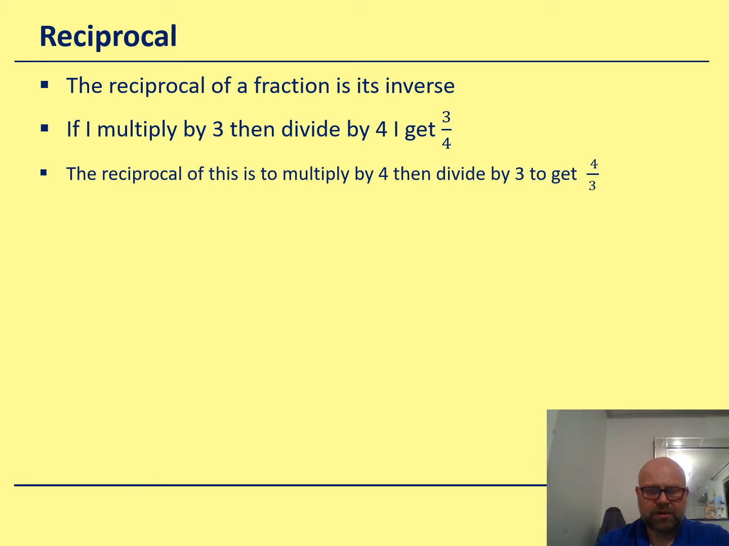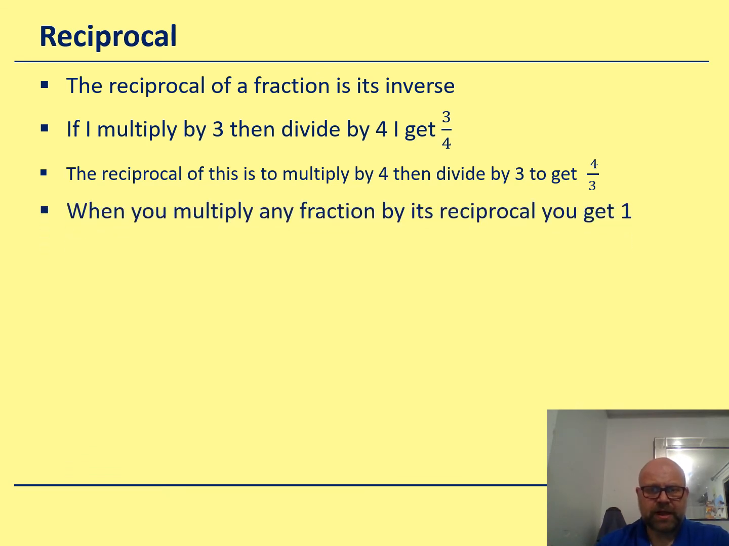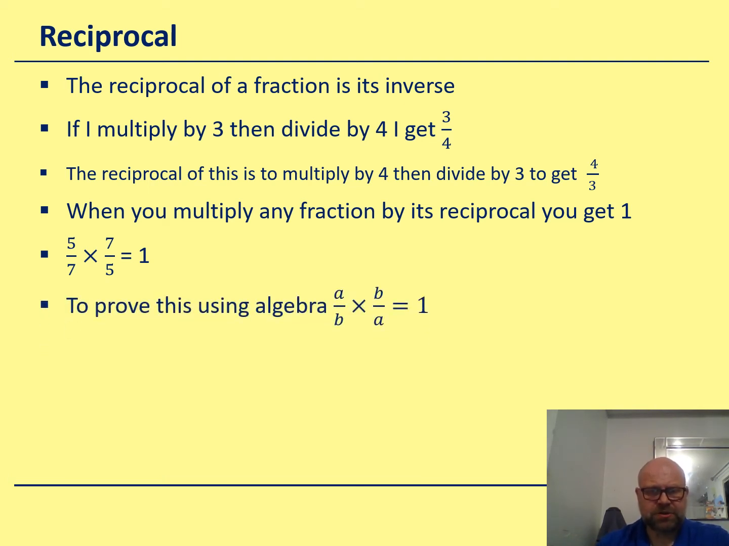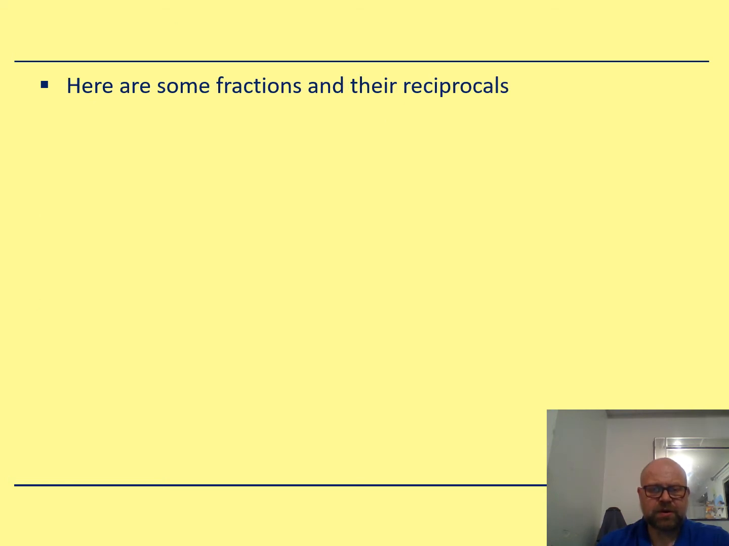So 3/4 is a fraction, and the reciprocal of 3/4 is 4 over 3. When you multiply any fraction by its reciprocal, you get 1. 5 over 7 times 7 over 5 equals 1. To prove this, we can use algebra. A over b, where a is a number and b is another number, any number you can think of. Multiply that by b over a, you will always get 1. A cancels out with a and b cancels out with b, and you get 1.